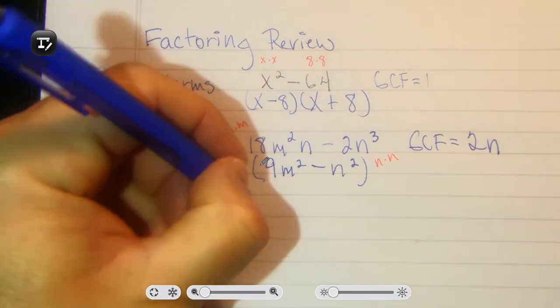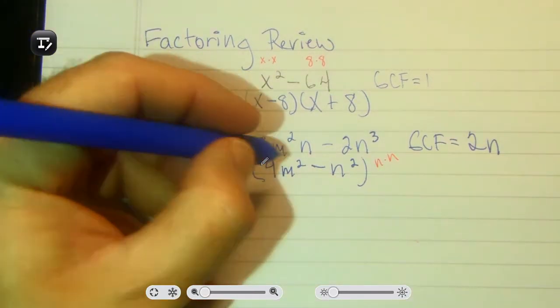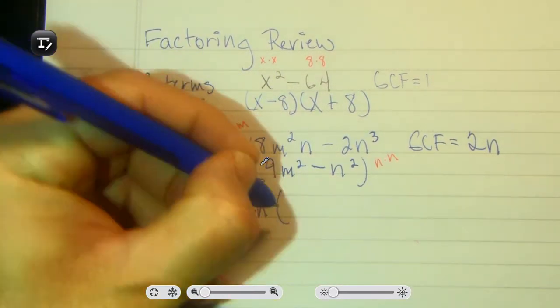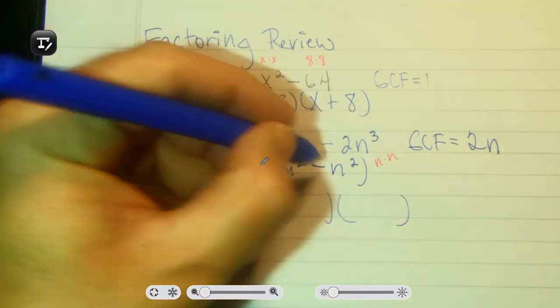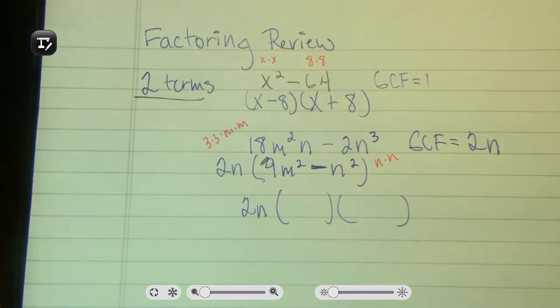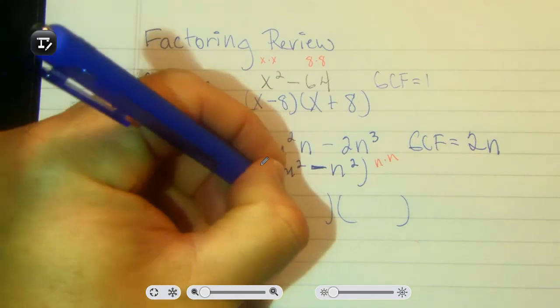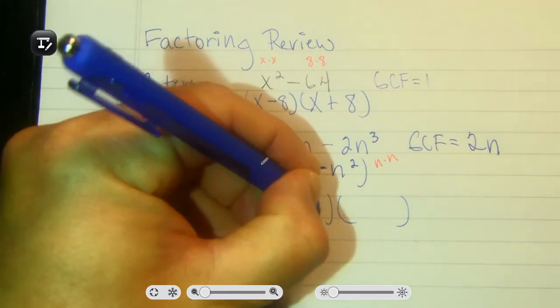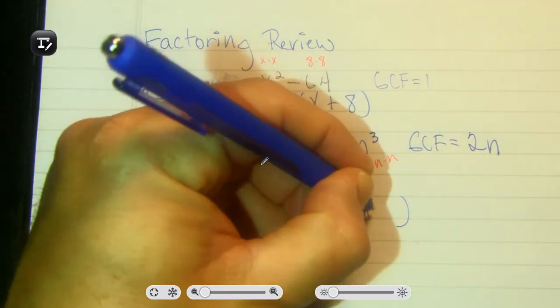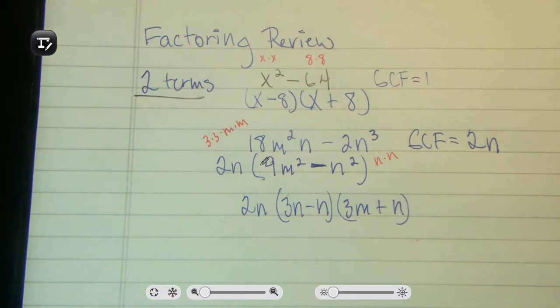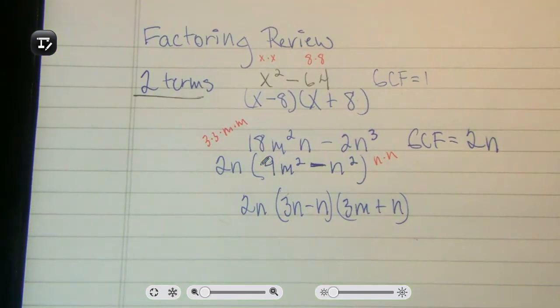All right, so to finish up the factorization here, it's going to be 2n. And because it's a difference of squares, it's 3m minus n, 3m plus n, and then I'm done.